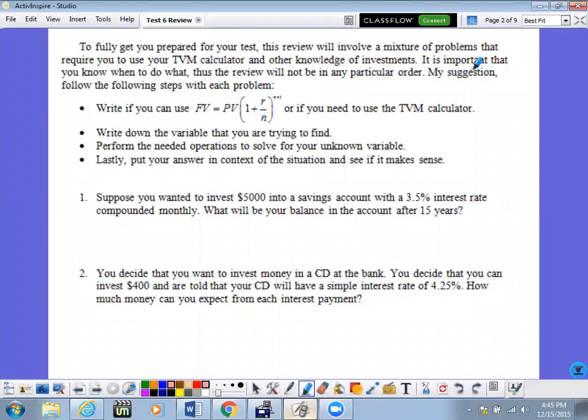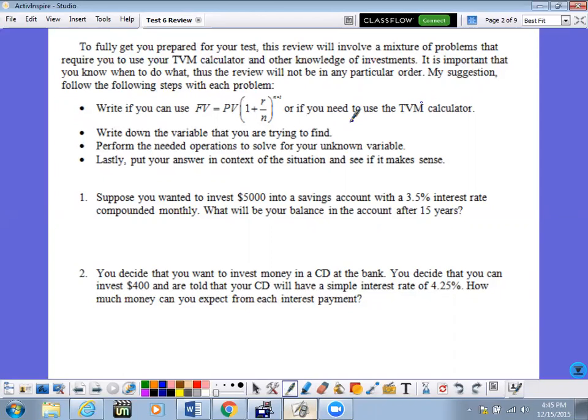All right, you guys. This is going to be the test 6 review. I'm going to go ahead and just go over all the questions. I'm going to use some of these steps that we talked about in class. Remember some suggestions that I gave you. Be able to decide, am I using this formula, or is that something I can use? Can I use the TVM calculator, the time value money calculator, on my TI-83? Or is it, with the CD, am I not able to use either one of those?